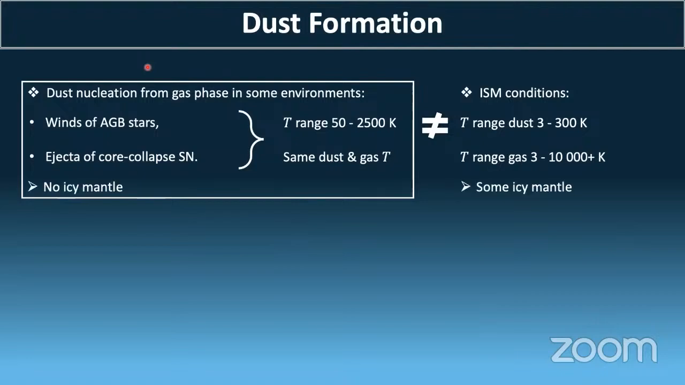One big difference also, contrary to the dust that was presented earlier today, is that here we consider a case where the temperature is too high, so there is no icy mantle on these dusts, contrary to ISM conditions where an icy mantle can form, which changes the structure or the surface of the dust where the accretion can occur.